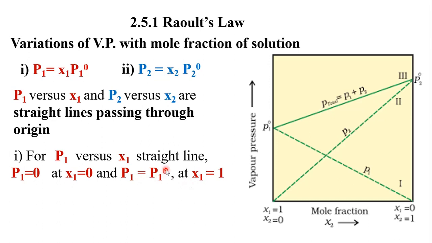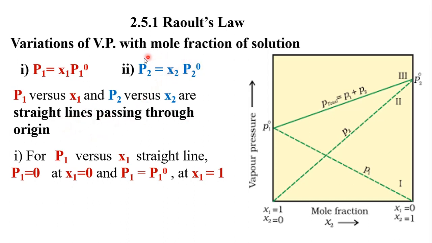P1 is equal to P1 0. That means the partial pressure of that component is equal to the vapor pressure of that pure component when x1 is equal to 1. So here when x1 is equal to 1, P1 0, that is the partial pressure of component A1, is equal to P1 0. And that means it is a straight line passing through the origin. So here P1 versus x1 is a straight line passing through the origin.